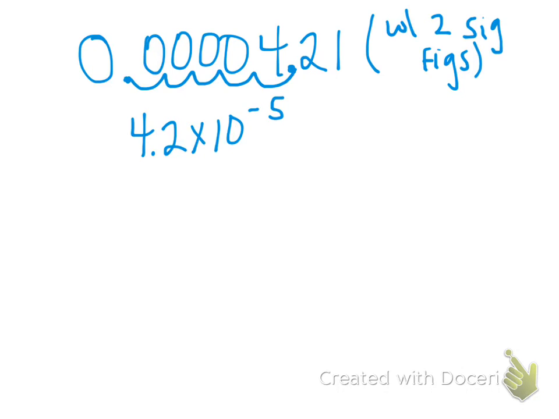I think that gets to be confusing. So just think about the number you want to express. Is it greater than 10 or less than 1? That's going to tell you if your exponent is going to be positive or negative. Does that make sense?